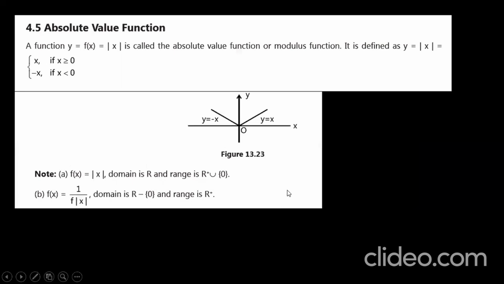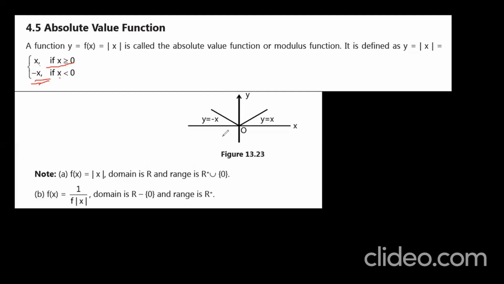The next function is the absolute value function. What is an absolute value function? The absolute value function is a function f of x is equal to mod x, called the absolute function or modulus function. It is defined as y is equal to mod x: if x is greater than or equal to 0, it is positive, and if x is less than 0, it is minus x.